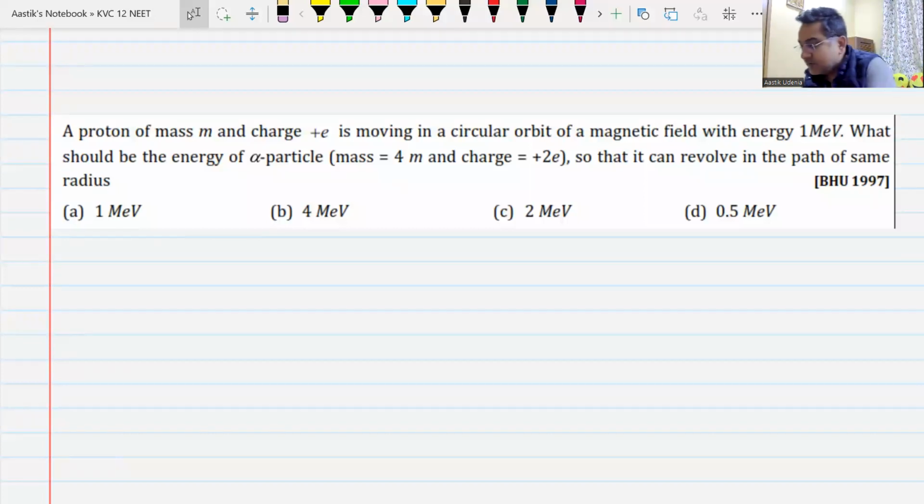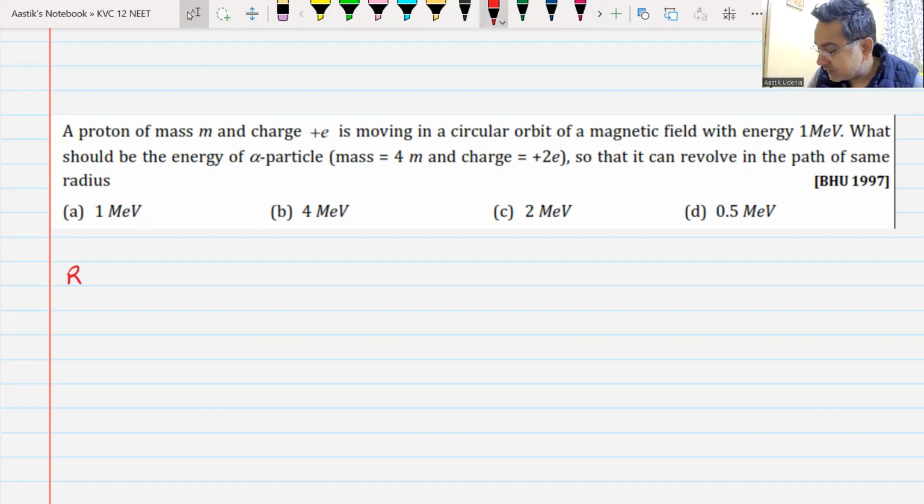So let me solve it for you. 1 mega electron volt, that is correct, beta. Radius, if I write in terms of kinetic energy or energy, is root over 2mK by qB. Now, what all things are same here? The radius has to be same. The magnetic field has to be same.